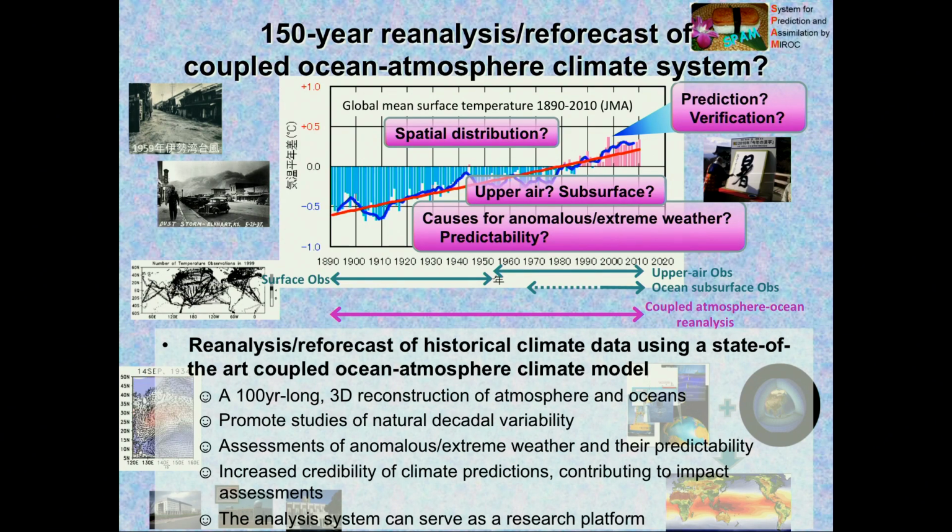We are planning a 100-year coupled atmosphere-ocean reanalysis and forecast, because we are fed up with only 50 years of observed time series to discuss multi-year variability and predictability and so on and so forth. So we would like to extend the available observation.